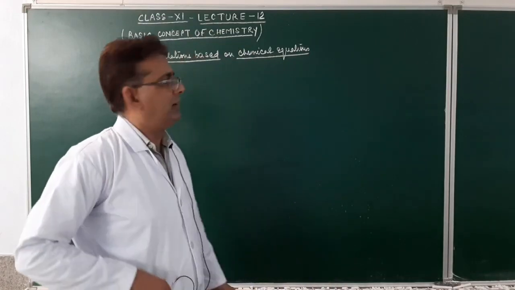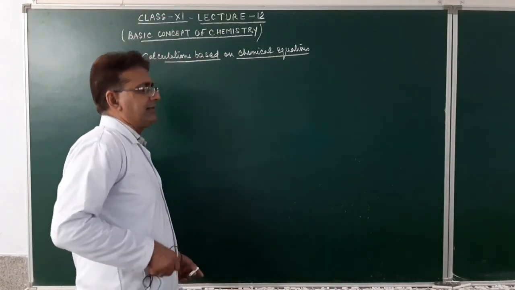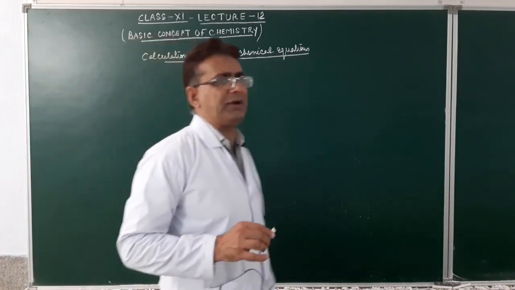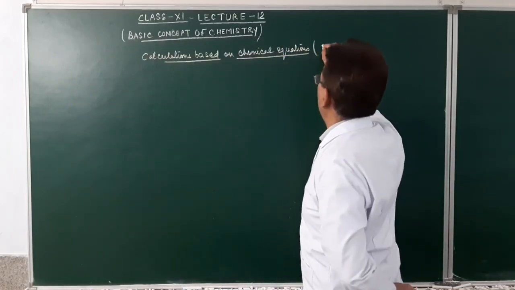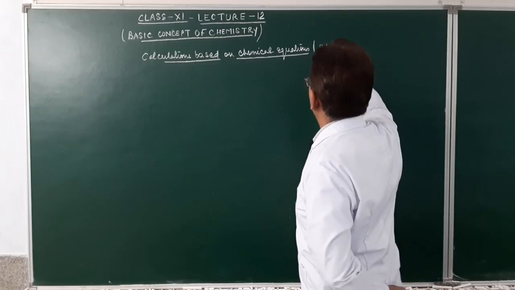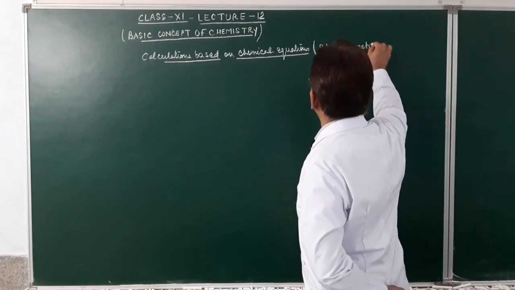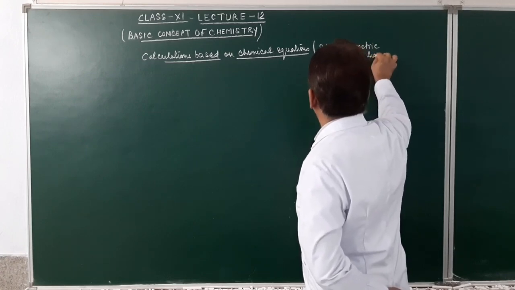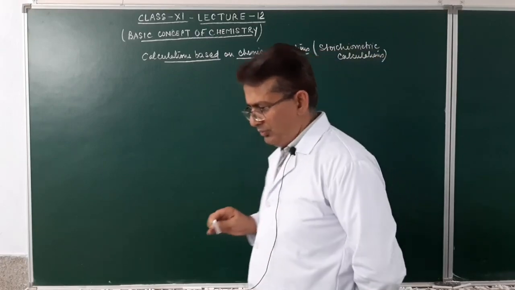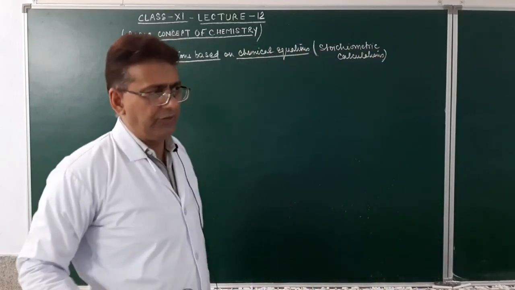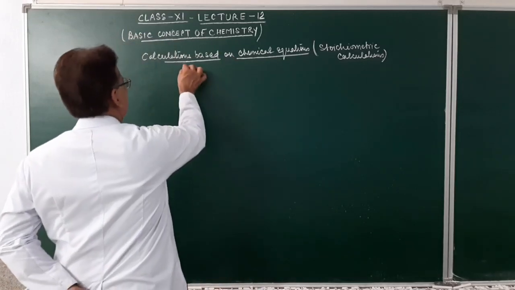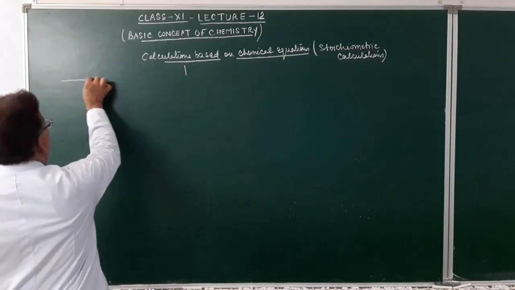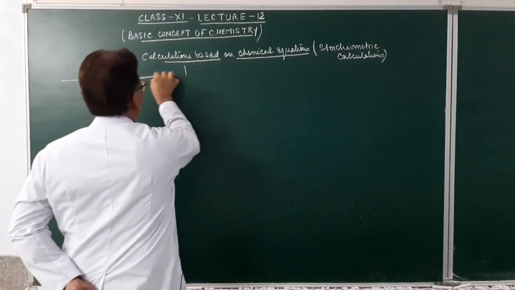This you have done earlier in class 10th also. That is the calculations based on chemical equations. These are stoichiometric calculations. Now, in this, we basically do three kinds of problem: calculations based on mass-mass relationship, mass-volume relationship, and volume relationship. So over here we do three kinds of problem.